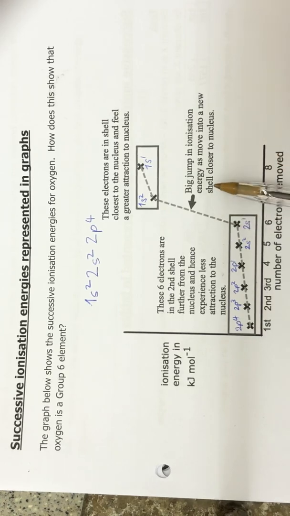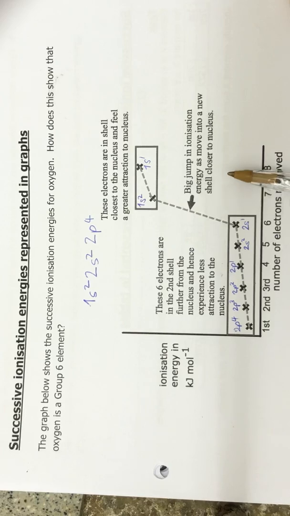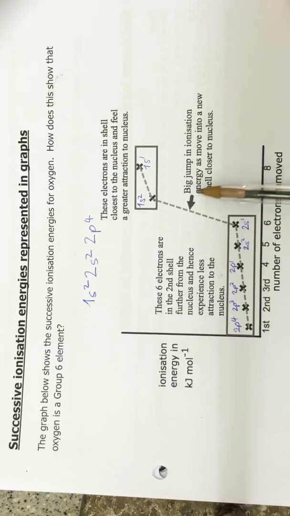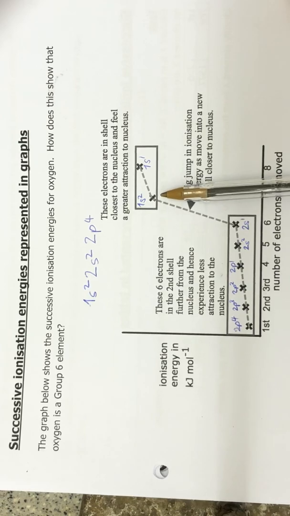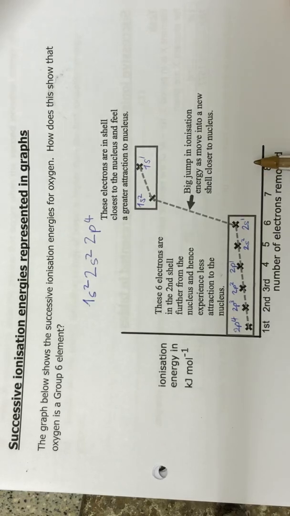Well, there's a big jump because the first shell is much closer to the nucleus than the second shell, and therefore these electrons are experiencing a much greater attraction to the nucleus than the electrons down here were experiencing. And so that really just gives us our evidence of the shells.